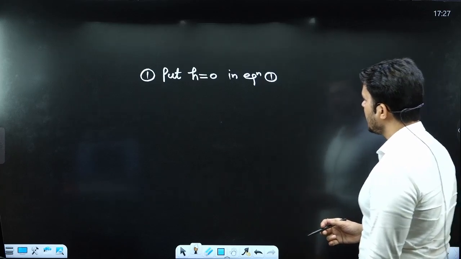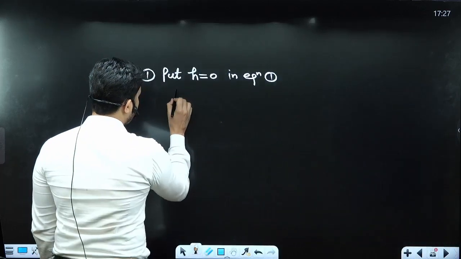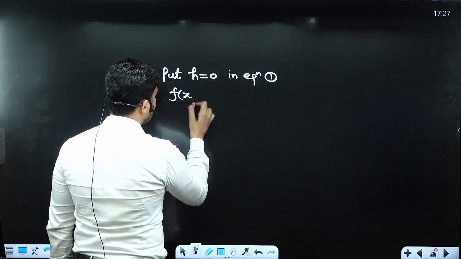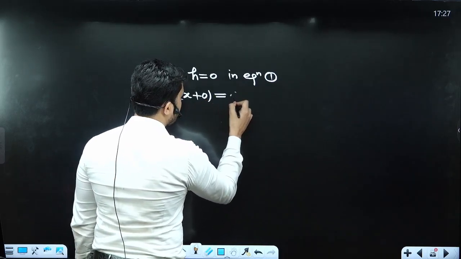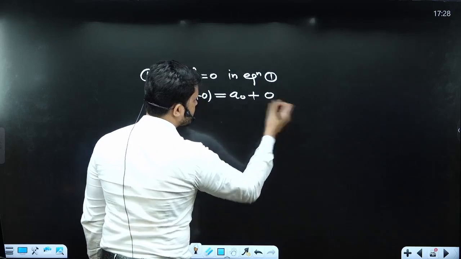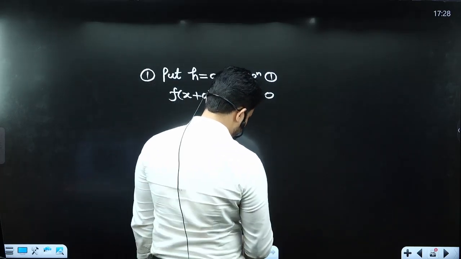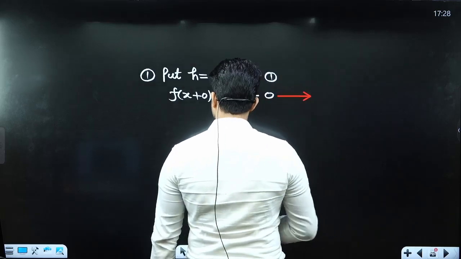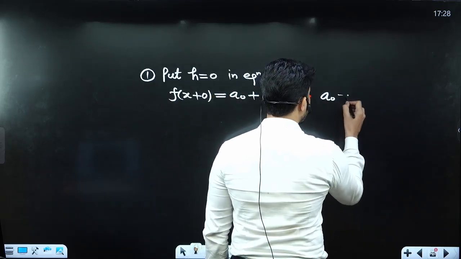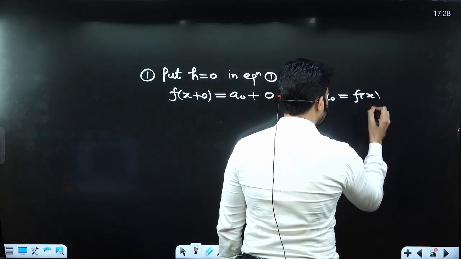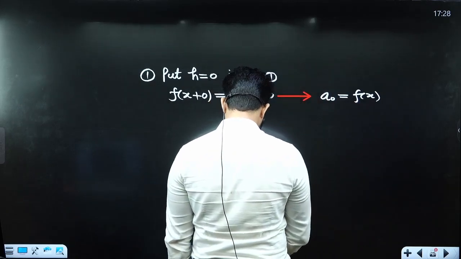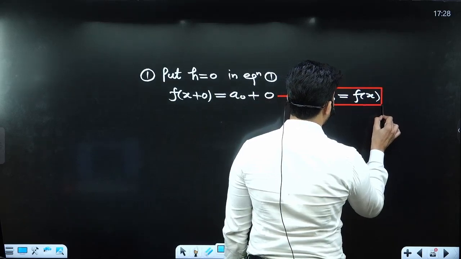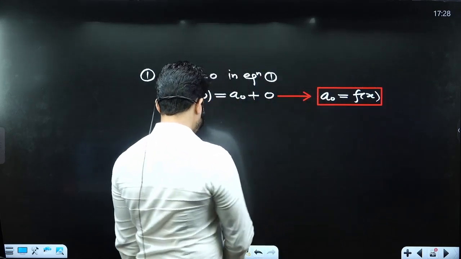तो equation 1 में h को 0 करेंगे, then on the left side it will become f of x plus 0, is equal to a naught, and all the other terms will become 0. So from this you will get a naught is equal to f(x). So this is the value of first coefficient, you can say the constant.